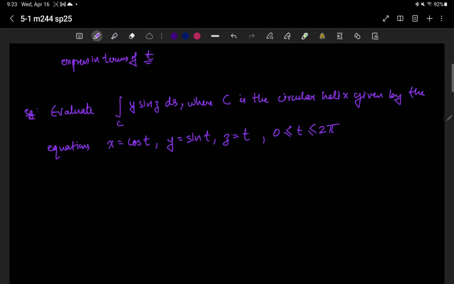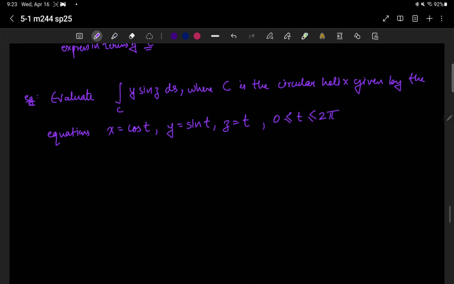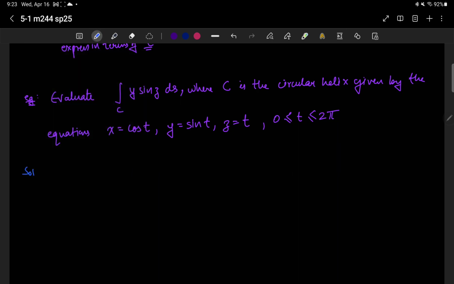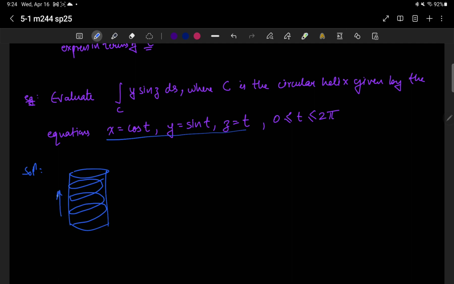Evaluate this integral where C is the circular helix given by the equations x equals cosine t, y equals sine t, and z equals t. So recall this is something we have seen a few times in Calc 3, where this particular equation gives you a helical structure where the circle comes from cosine and sine, and because z is changing with time, it's traveling up in the z direction.